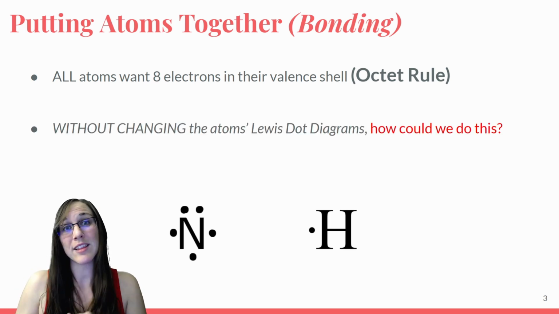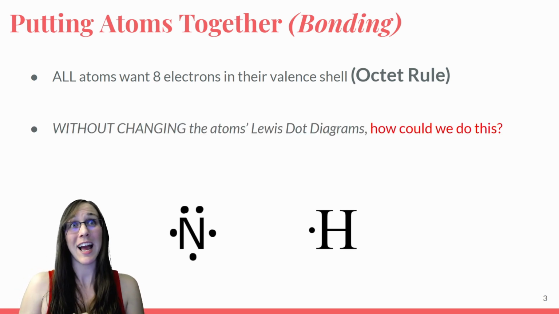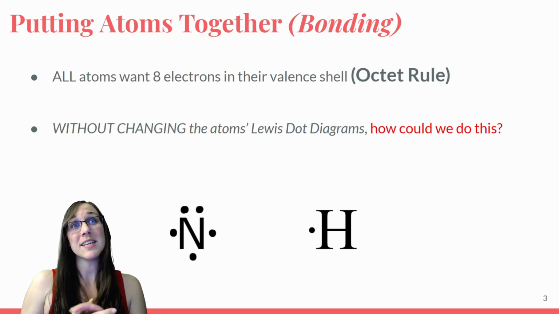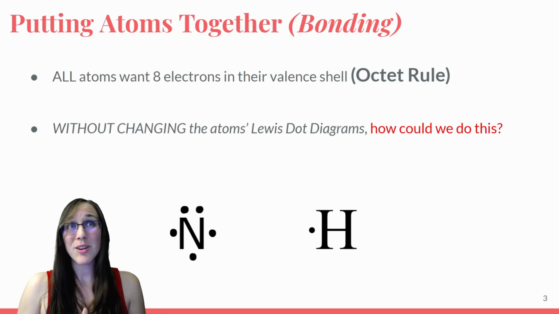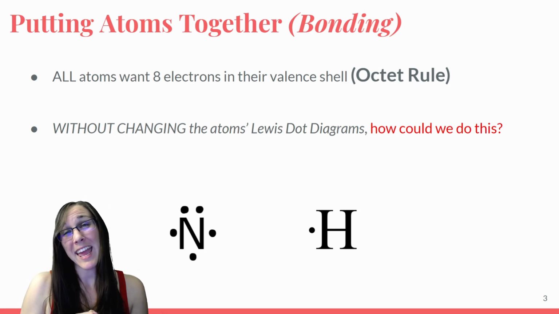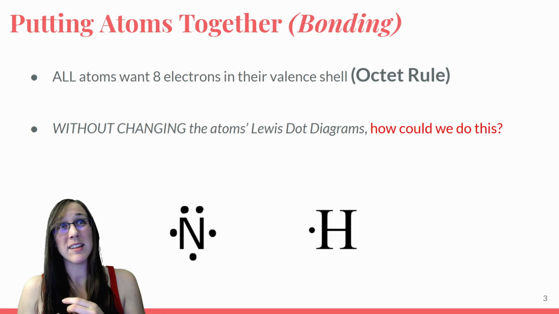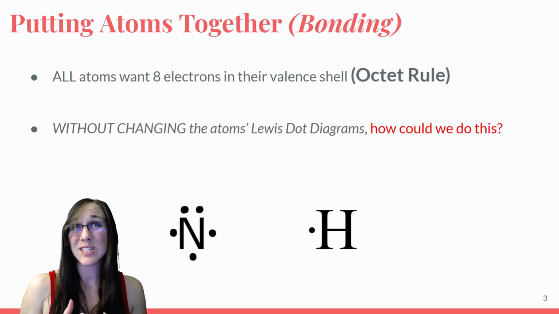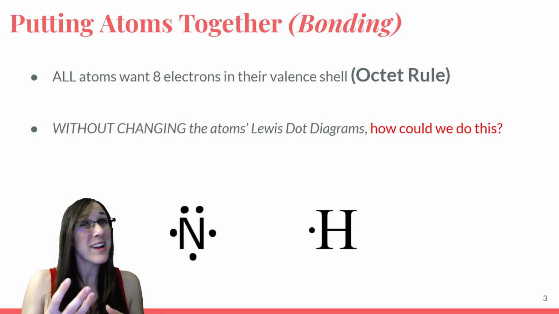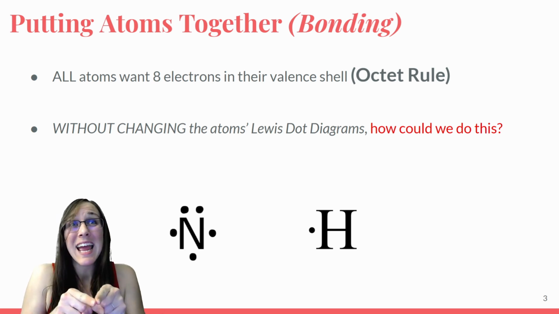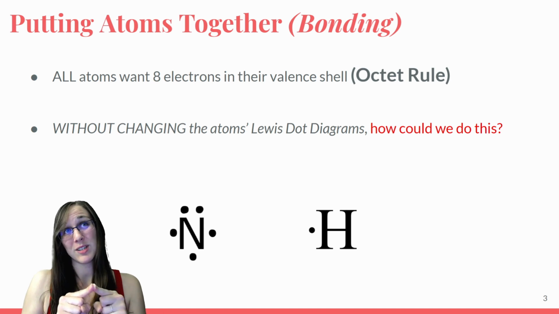So if we're looking at the Lewis dot diagram for nitrogen and hydrogen on the screen, we can see that each atom is surrounded by its valence electron number. So nitrogen has 5 dots or 5 electrons for its valence, and hydrogen has 1. Now they're not happy like that. They only have 5 and 1, and they want 8. So this is a problem. We want the octet rule. They want to be completed, and they need to have 8 in order to be completed.